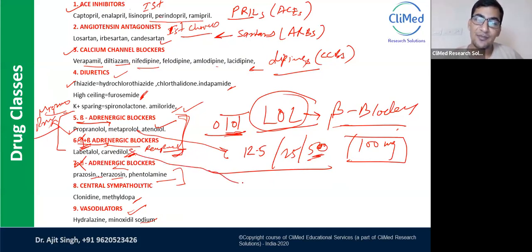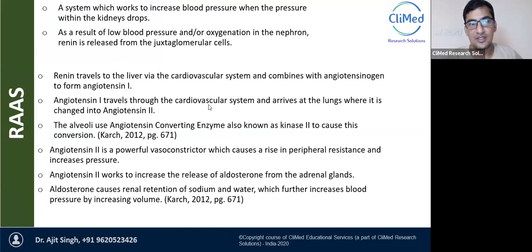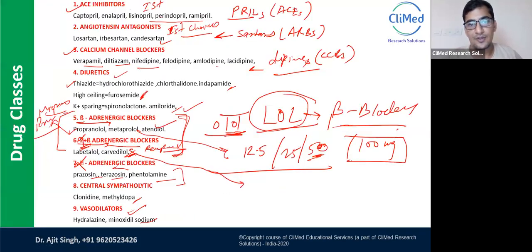What is the initial dose or highest dose for carvedilol? Tell me, guys. Carvedilol dose? 1.25, 2.5 mg? No one knows. Okay.